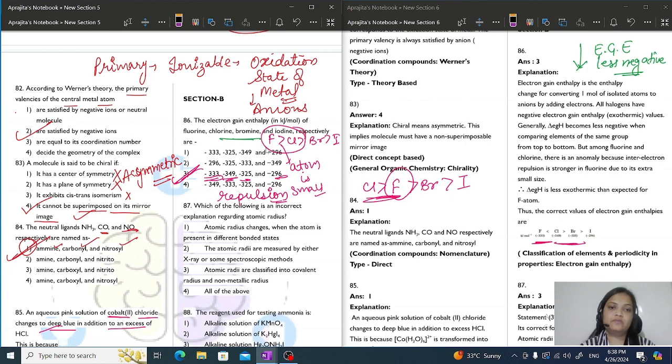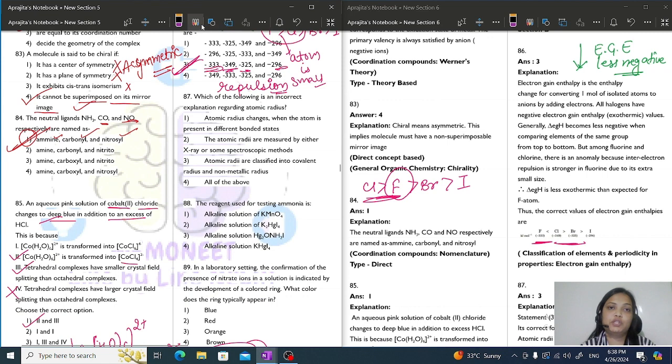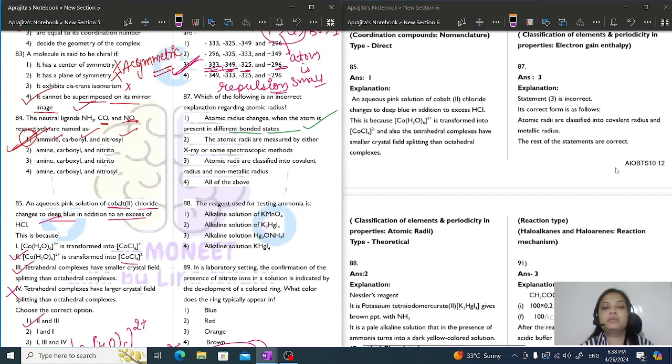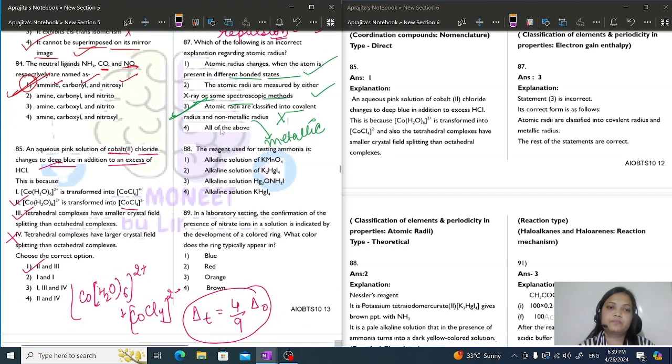Question number 87. Which of the following is an incorrect explanation of atomic radius? Atomic radius changes when the atom is present in different bonded states. Of course, whenever there is a different type of bonding, the atomic radius changes. Atomic radii are measured by X-ray or spectroscopic methods. Yes. They are classified into covalent and non-metallic. This is not true, because they are classified into covalent radius and metallic radius, not non-metallic. So the incorrect statement is the third one, which we have to choose.